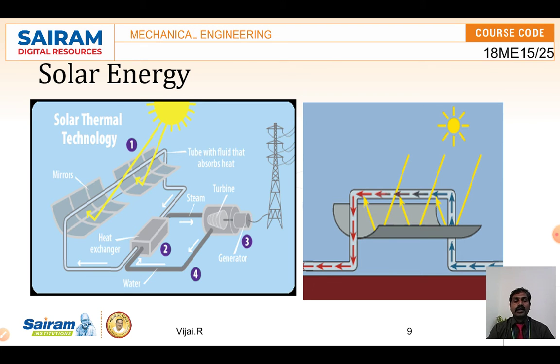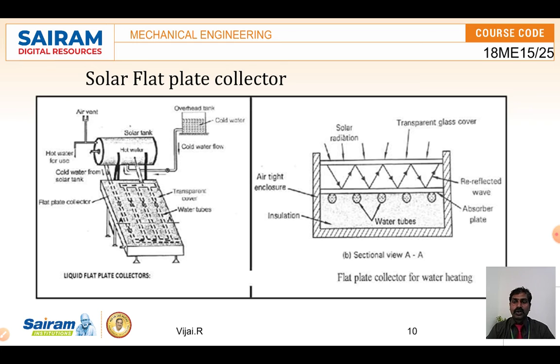This is one kind. But as per the syllabus, what we are going to see is the solar flat plate collector. See here how a water heater works. In this sectional view you can see an airtight enclosure with insulation inside. There is a plate, and solar radiation comes on top of it. Water tubes are kept under the absorber plate, and the absorber absorbs the solar energy.